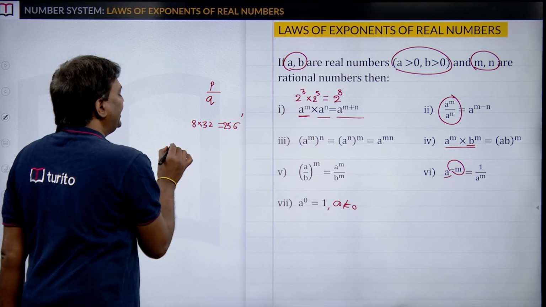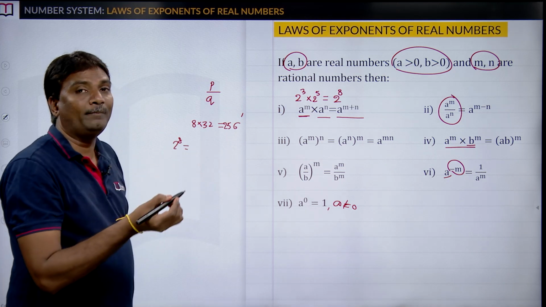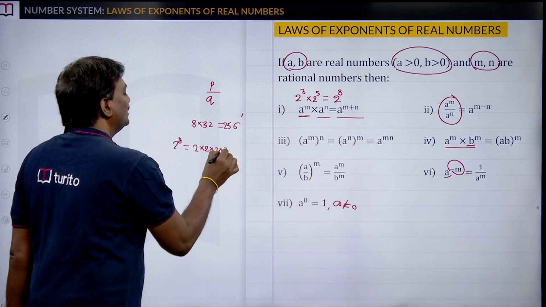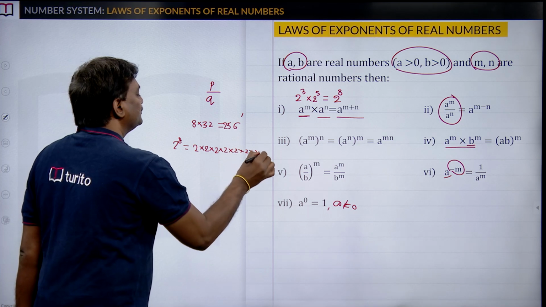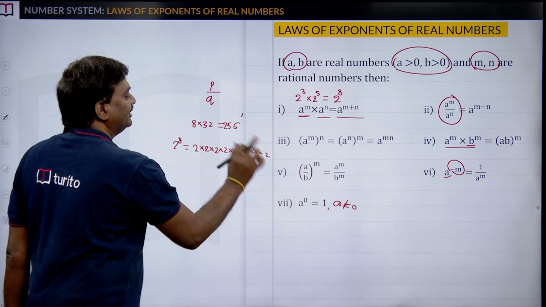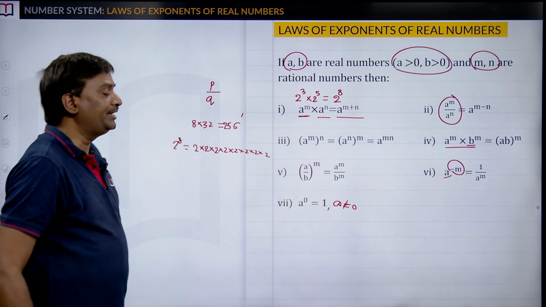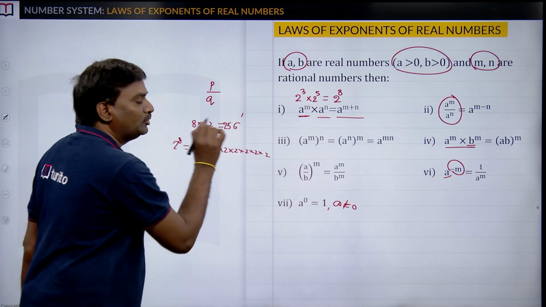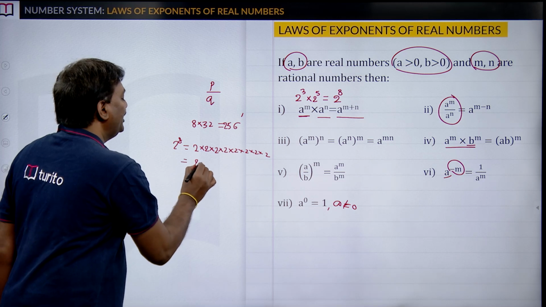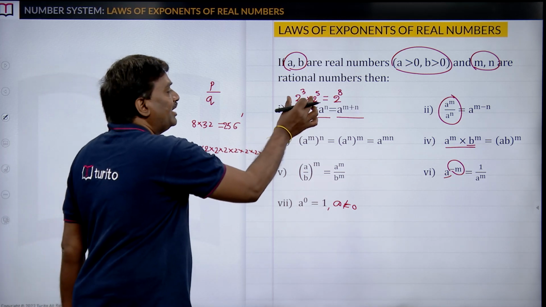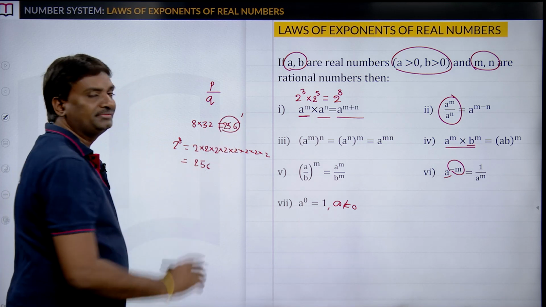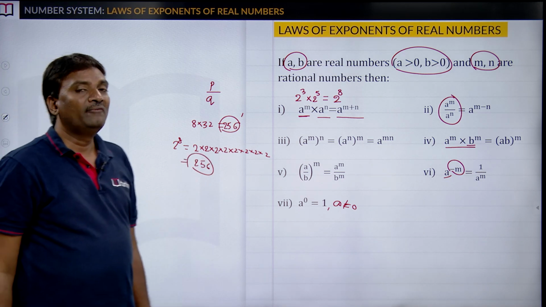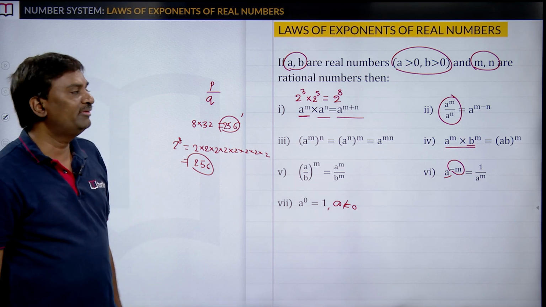Similarly, if you find 2 power 8, it means you have to multiply 2 into 2 into 2, 8 times. So 1, 2, 3, 4, 5, 6, 7, 8. By multiplying these 8 twos: 2 times 2 is 4, 4 times 2 is 8, 8 times 2 is 16, 16 times 2 is 32, 64, 128, 256. So by simplifying 2 cube into 2 power 5, we have 256, and by simplifying a power m plus n, 2 power 8, we have 256. So that's why we can write 2 cube into 2 power 5 as 2 power 8.